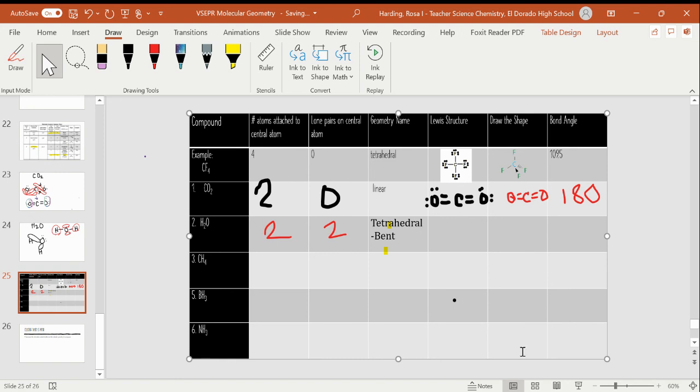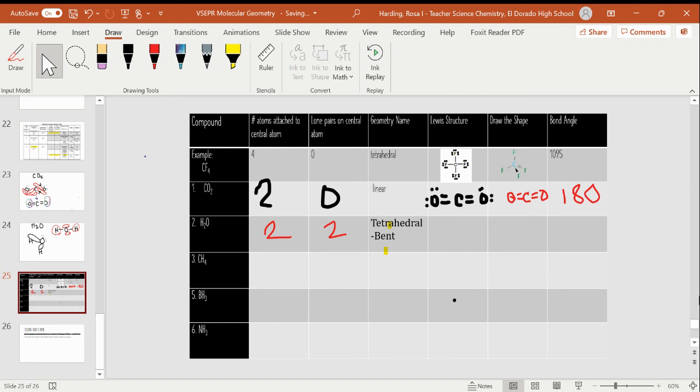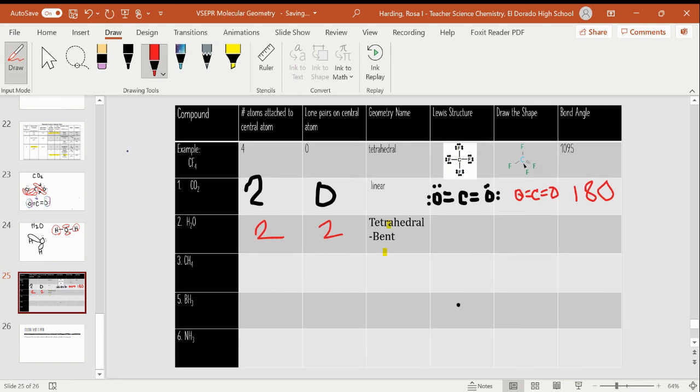Right. So now the next thing is to draw the little structure. So what we had here, we're going to go ahead and draw it in the little box as best we can. Okay, so it's going to be, remember, the H, the line, the O, the H, and lone pair right there. Okay, so now it says draw the shape.